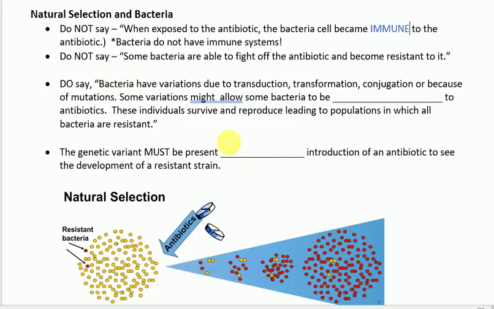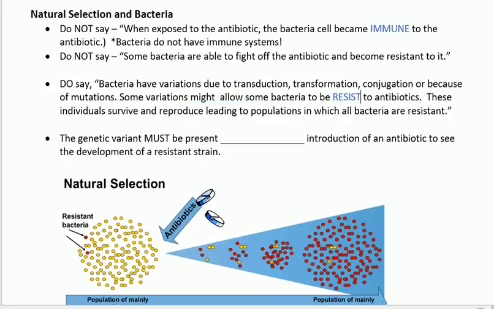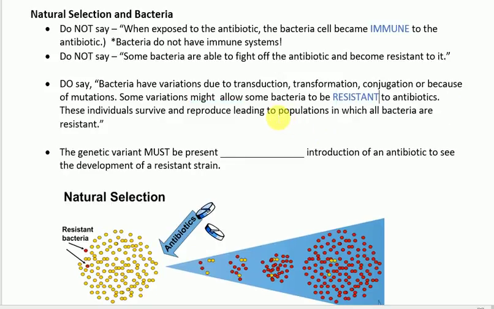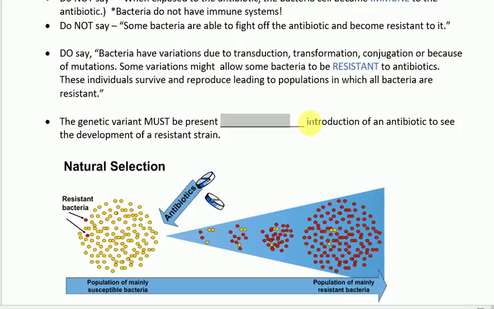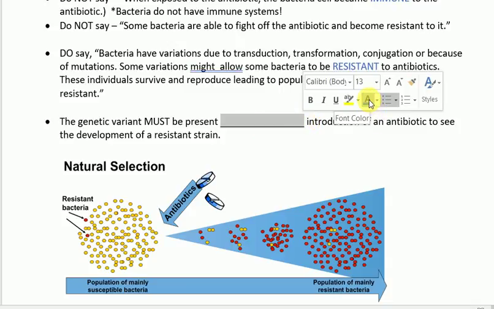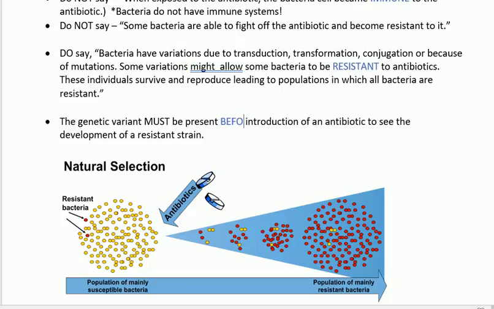You would say bacteria have variations due to transduction, transformation, conjugation, or because of mutations. Some variations might allow some bacteria to become resistant to antibiotics. These individuals survive and reproduce, leading to populations in which all bacteria are resistant. So there's just a couple of things to remember about bacteria. Also keep in mind that the genetic variant must be present before the introduction of the antibiotic in order to see the development of a resistant strain.